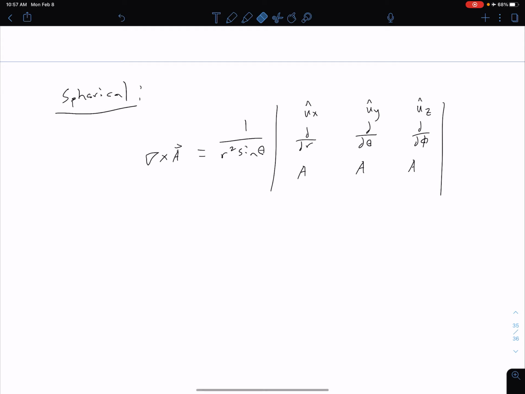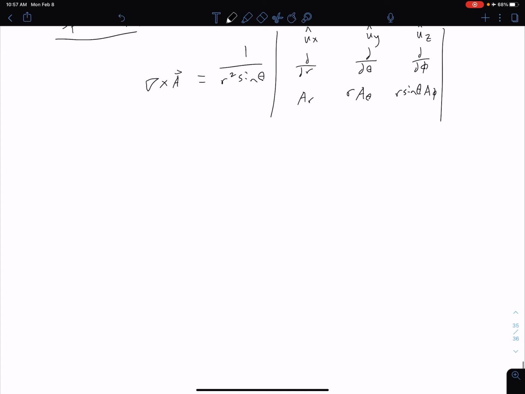So we're going to have here, and let me actually, we'll see if I can fit it in. So we're going to have A sub r, we're going to have r times A sub theta, and here we're going to have r sine of theta. Just write that a little clearer here, r sine of theta times r A phi. So we get something that looks like this. So again, we can evaluate this determinant, and we're going to get the messiest one yet.